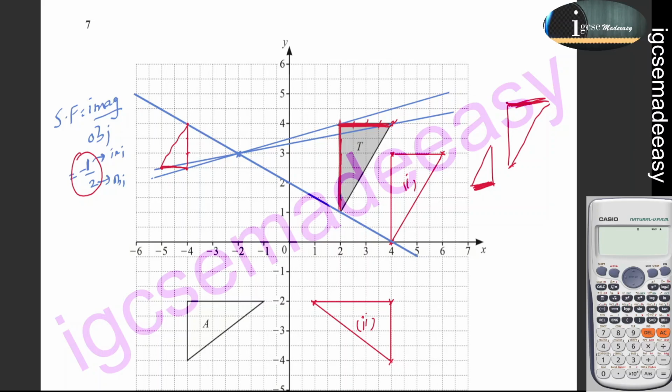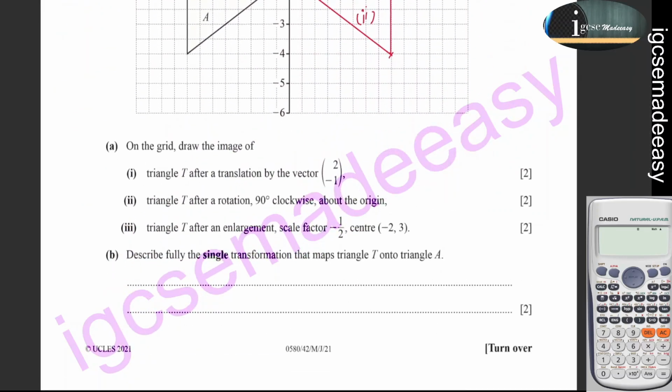The coordinates, if you want to match, will be -4 comma 2.5, then -4 comma 4, and -5 comma 2.5. So these are the coordinates, and this is the image that is enlarged by a scale factor of negative 1/2. I hope you understand this question.